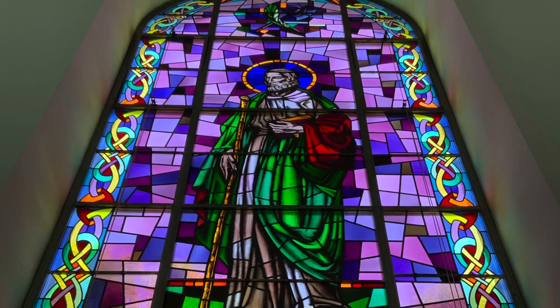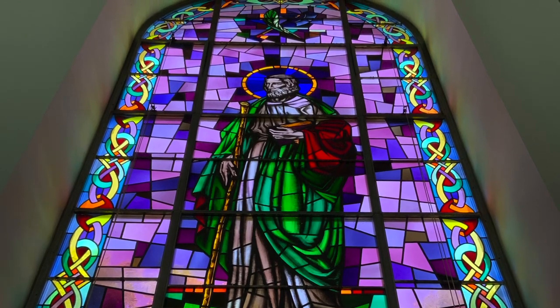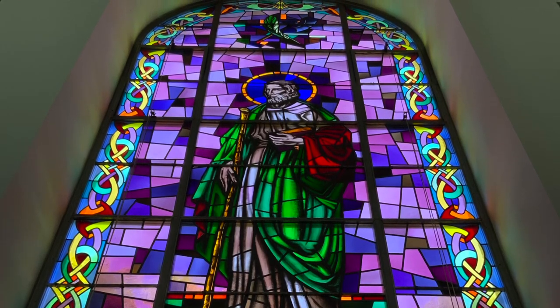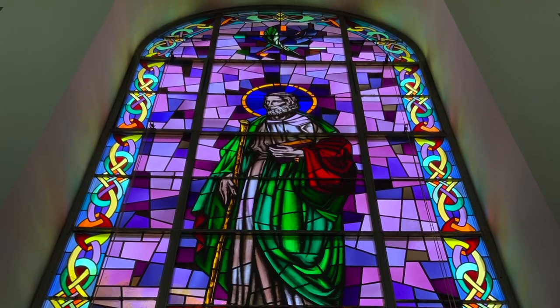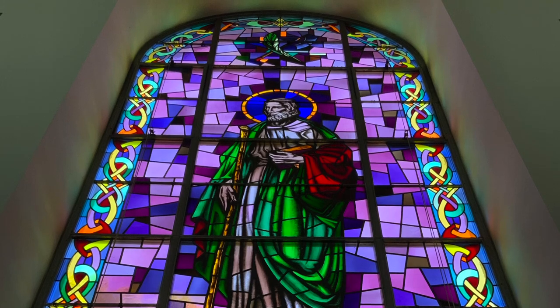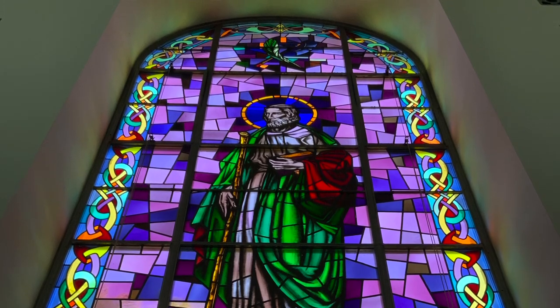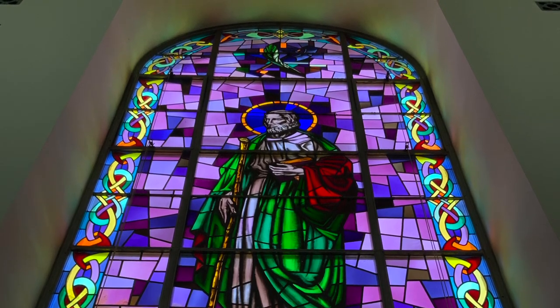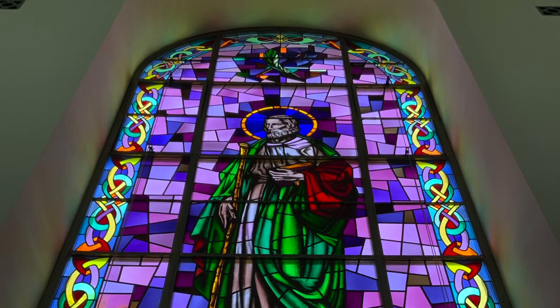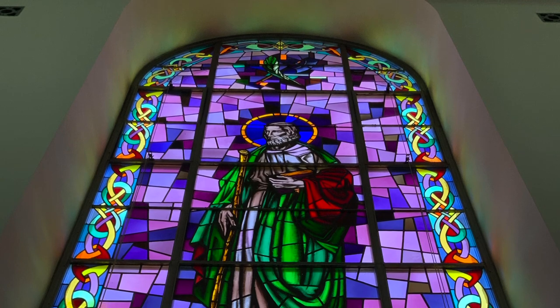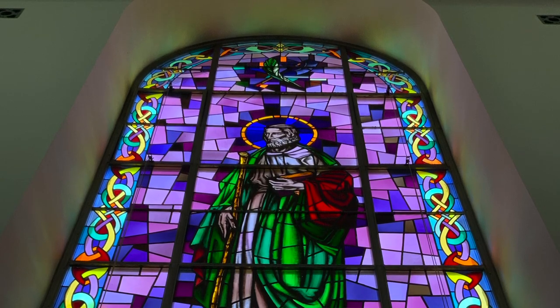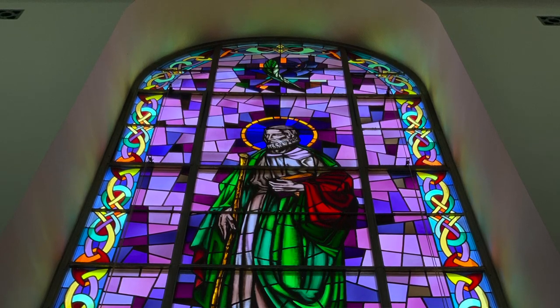If we look towards the window, we'll see up top the battle axe, which was a symbol of his martyrdom, and he's also holding a book, the scriptures, and the staff, which speaks to us about his missionary journey and his walking through the Holy Land, spreading the gospel and proclaiming the good news of the resurrection.